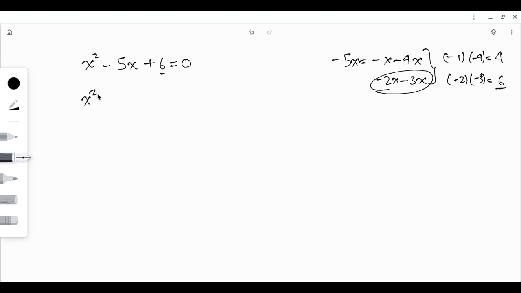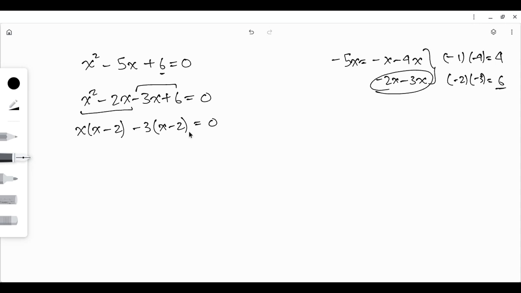So let's see how this works out. x squared minus 2x minus 3x plus 6 equals 0. Again, I have two groups of 2. I look at the GCF, that's x here. The GCF here is negative 3. Once again, I have a common term. So the GCF is x minus 2, which can be factored out. And then this gives me x is 2 or x is 3.